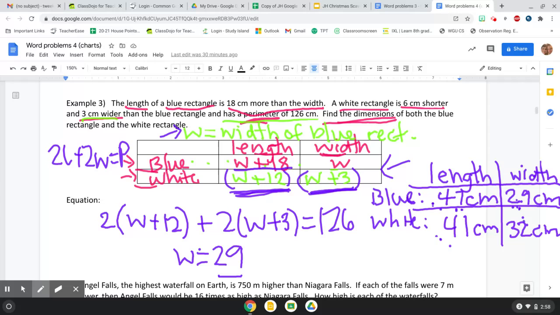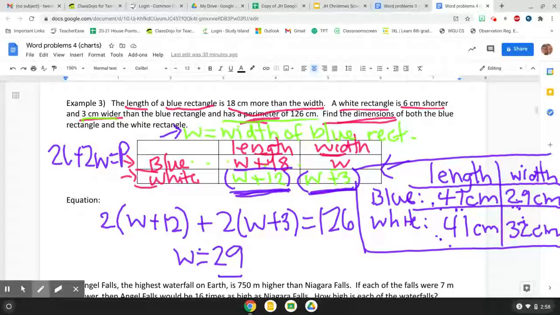That looks good. The perimeter of the white one is 126. So that would be 2 41s plus 2 32s. You think about that. And that should be also 126. So this right here is my final answer. Okay, notice that there's quite a few things that I had to solve for in this one. So make sure that you're reading the question at the very end and you know exactly what it's asking for.